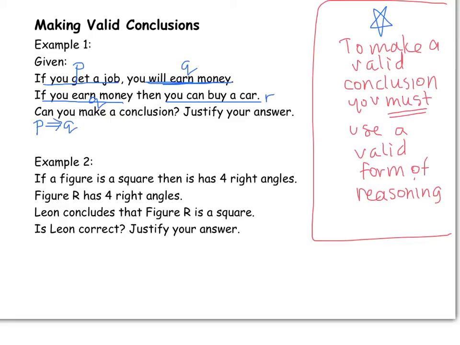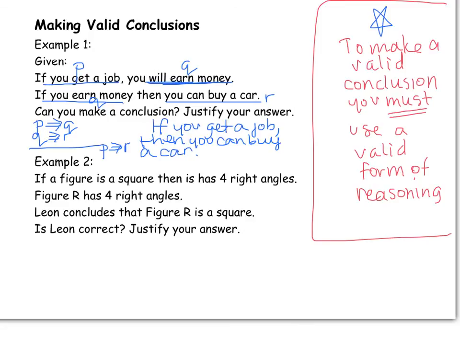Well, this follows the pattern, the chain logic law. If P implies Q and Q implies R, I can conclude that P implies R. In other words, I can conclude that if you get a job, then you can buy a car. This is using chain reasoning.